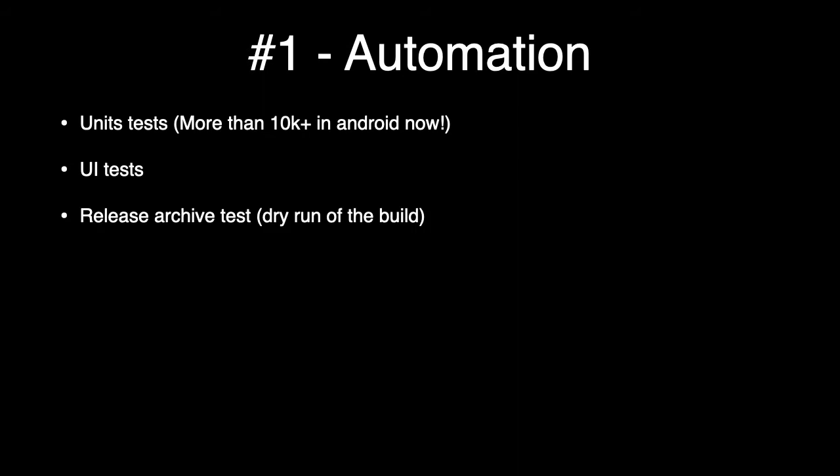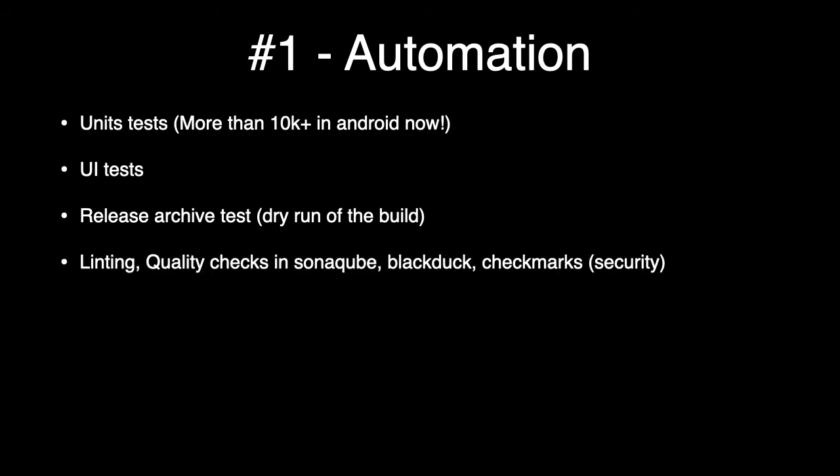We do something called a release archive test, which means in every branch, we build the production version of the app that would get deployed to the store. There's a whole bunch of linting, quality checks, and tools like SonarQube, Black Duck, and Checkmarx that do security checks. And lastly, we have compliance checks using a tool called Sizzle.